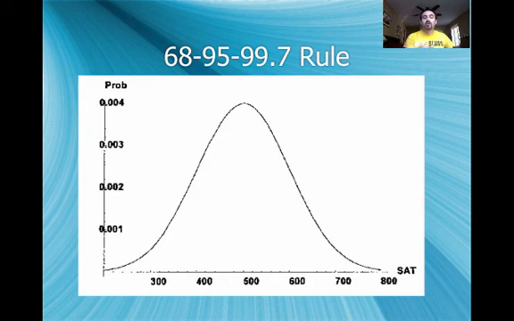because 300 is 2 standard deviations, 2 100s less than 500, and 700 is 2 standard deviations, that's 2 100s bigger than 500. So if I go 2 to the left and 2 to the right, I've got 95%. If I go 3 to the left, that's 200 to 800, then we have 99.7% of people are going to score in that range.